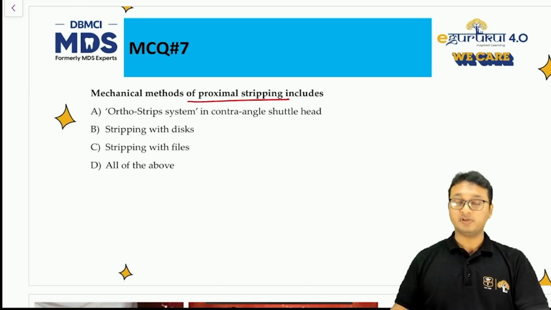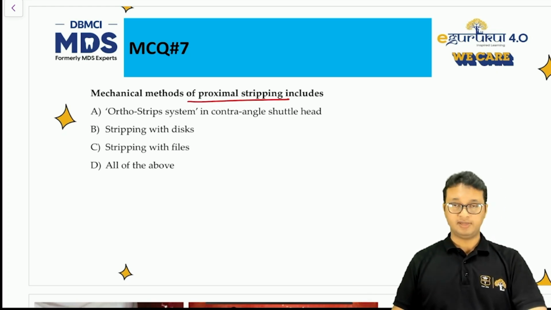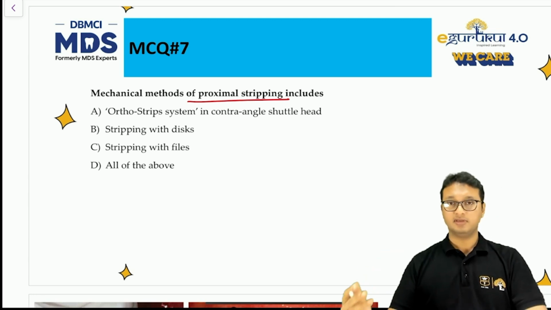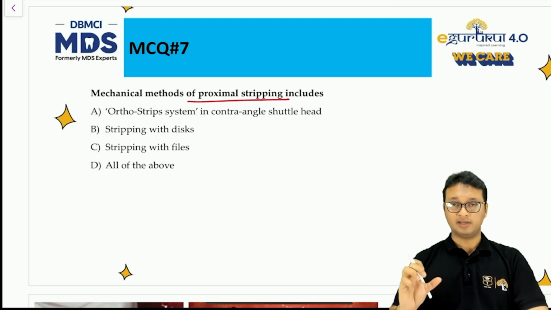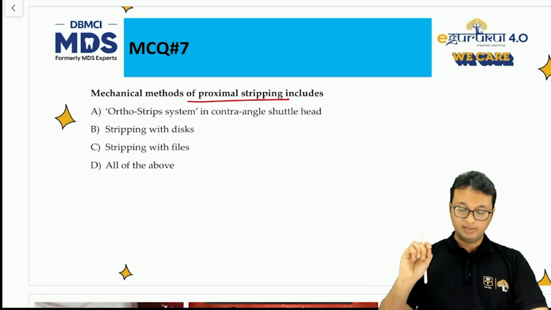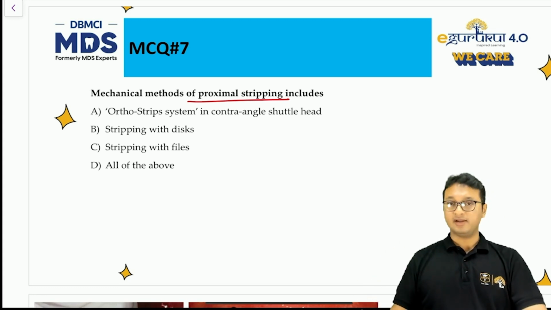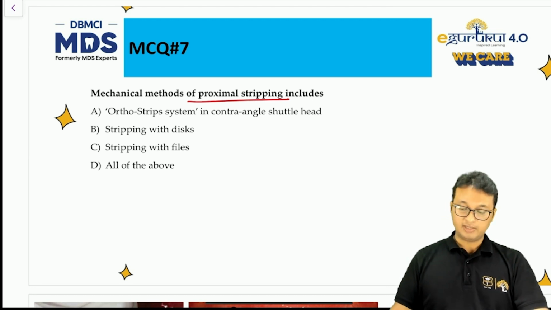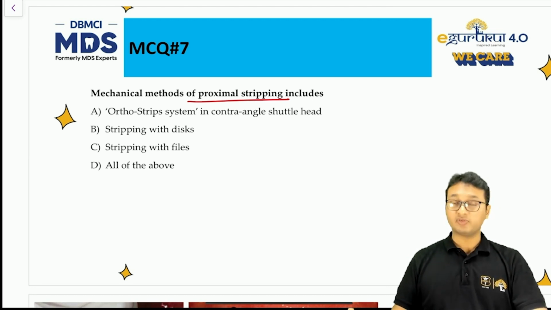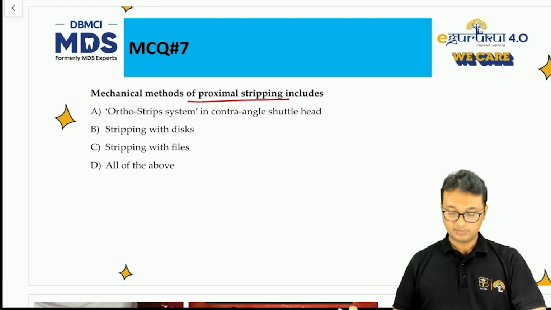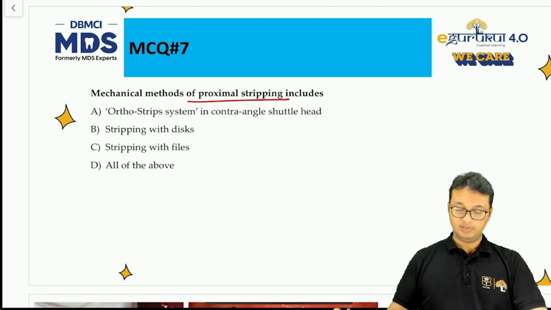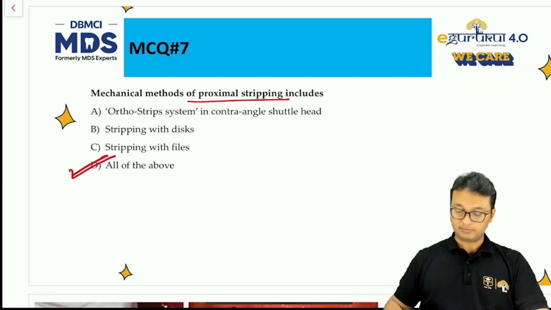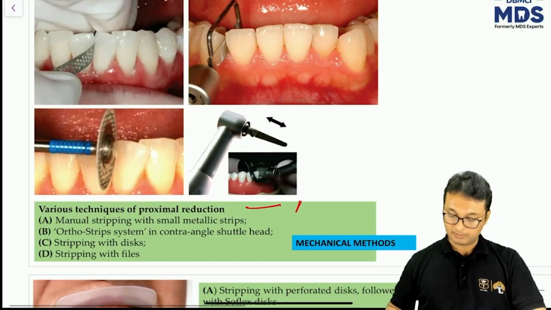Alright. Next: the mechanical methods of proximal stripping include. Proximal stripping is one of the methods of gaining space in an orthodontic patient. Whenever we come across mild crowding, and based on model analysis it is concluded that this mild crowding can be corrected by simple proximal stripping, we have different methods of undertaking this clinical procedure. One is mechanical methods. Mechanical methods include ortho strip systems in a contra-angle shuttle head, stripping with discs, stripping with files, or all of the above. So the correct answer will be all of the above. One is the mechanical method and another is the manual method.